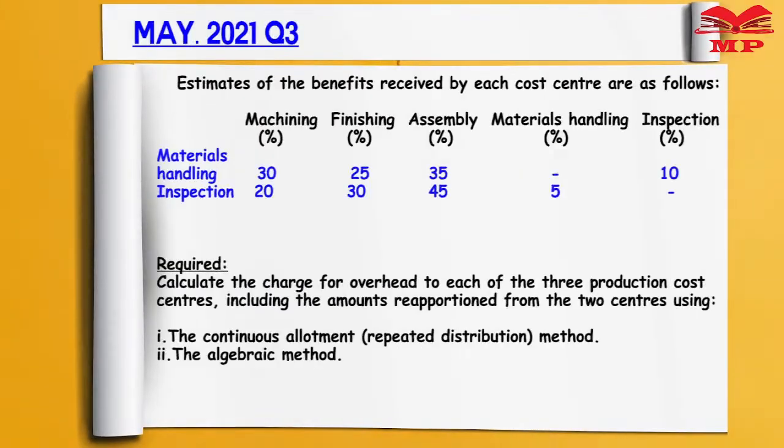Material handling is providing 30% of its services to machining, 25% to finishing, 35% to assembly, and 10% to inspection. Inspection is providing 20% of its services to machining, 30% to finishing, 45% to assembly, and 5% to material handling. So the other service department here is inspection, and inspection is providing 5% of its services to material handling.